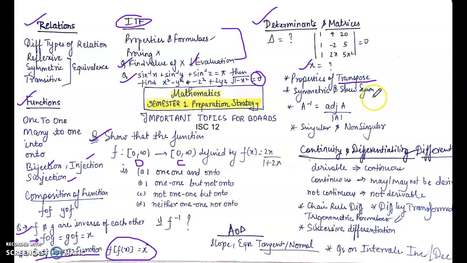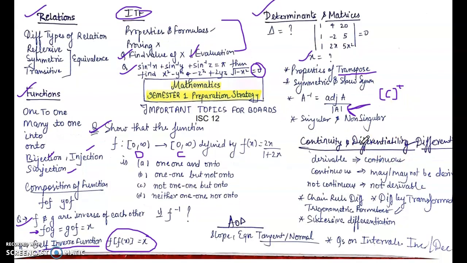Please practice this. A inverse is equal to adjoint of A divided by modulus of A, that is determinant of A. This is determinant of A, okay? You know how to find this out. Adjoint of A is transpose of cofactor. You very well know how to solve this, how to find out the cofactors and minors.